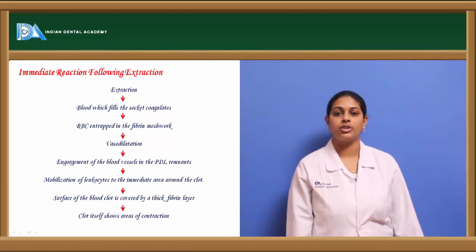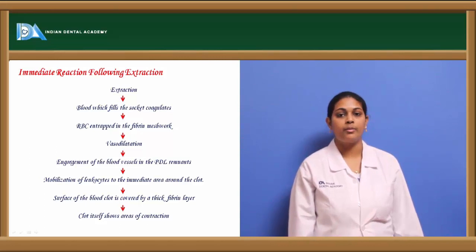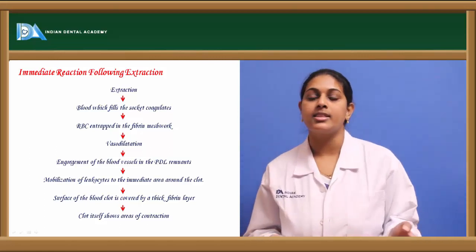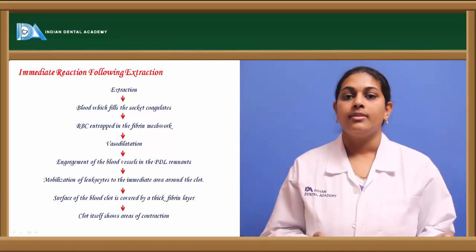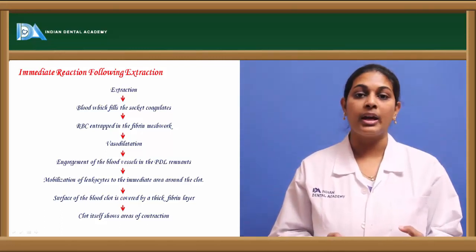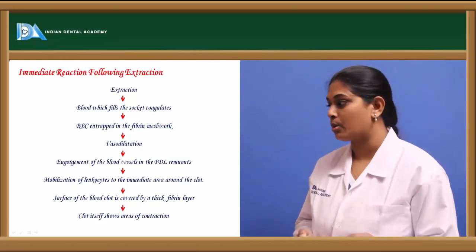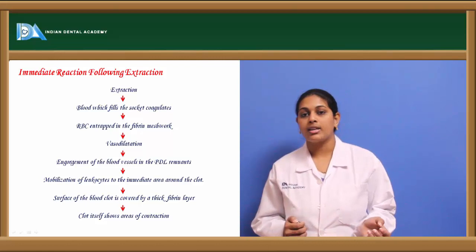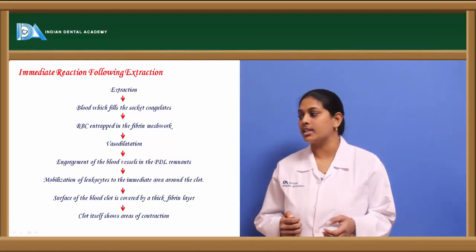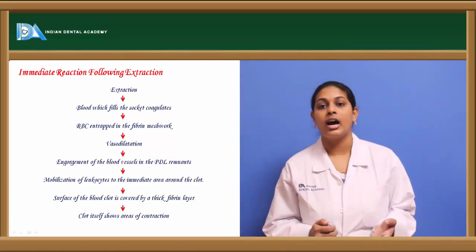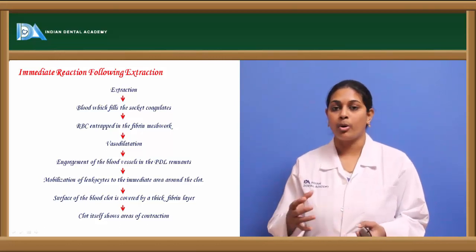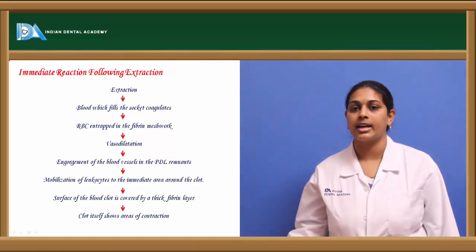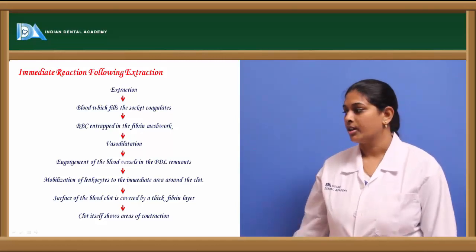Then there is vasodilation. Vasodilation is a condition where the blood vessels enlarge in size. Once there is enlargement of the blood vessels, there is engorgement of the blood vessels, that is, increased fluid enters into the blood vessel. Once there is increased fluid entering the blood vessel, there is mobilization of the leukocytes. That is, the leukocytes move immediately to the area around the clot. That is, they promote a signal which helps in movement of the leukocytes from the already existing site to the site of the clot formation.